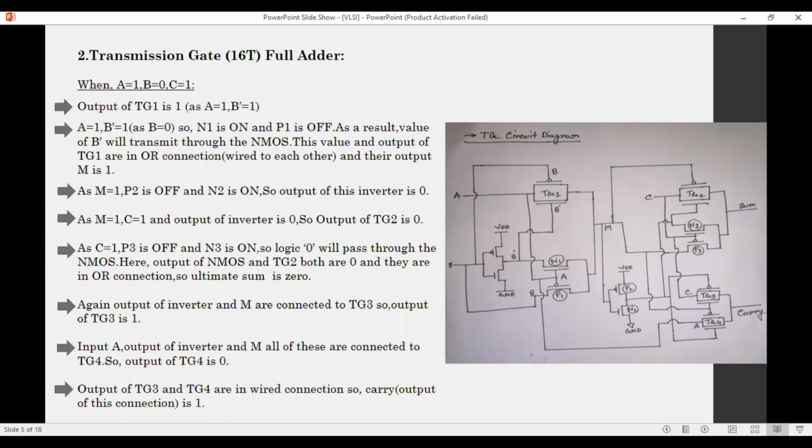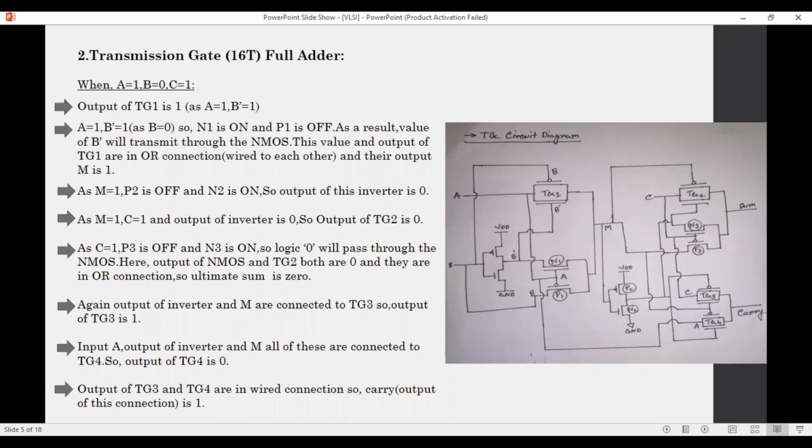As M equals 1, P2 is off and N2 is on. So the output of this inverter is 0, as M equals 1, C equals 1. The output of TG2 is 0 as C equals 1, P3 is off, N3 is on, so logic 0 will pass through the NMOS. Here the output of NMOS and TG2 are both 0 and they are in OR connection, so the ultimate sum is 0.